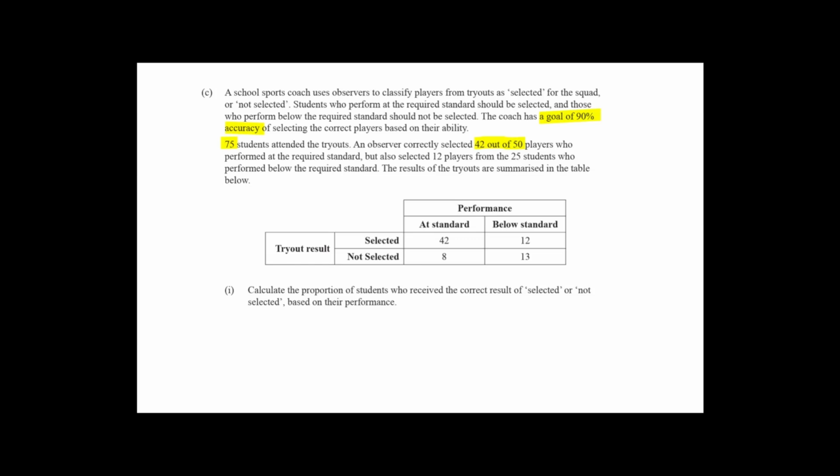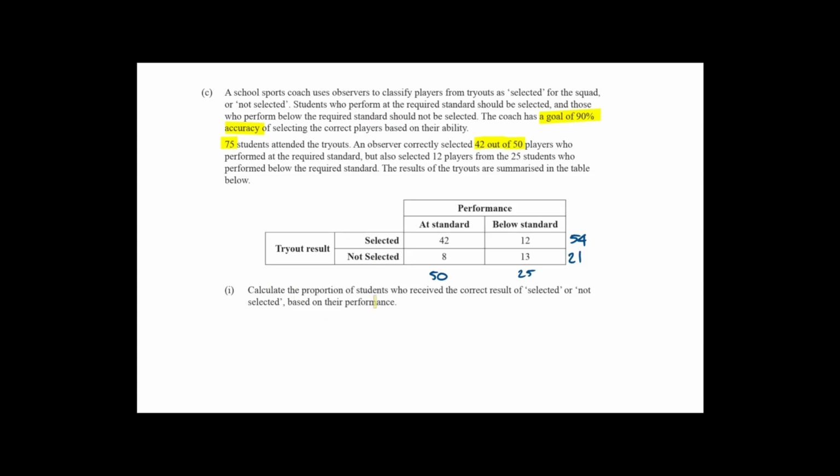The observer correctly selected 42 out of 50 players who performed at the required standard. Okay, so I guess that's 15, and it's going to be 25. Let's go across this. It's going to be 54, and this is going to be 21. So that's the totals who performed at the required standard, but also 12 players from the 25 players who performed below standard. The results of the trials are summarized in the table below.